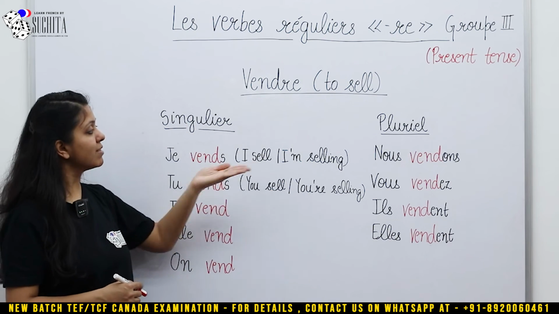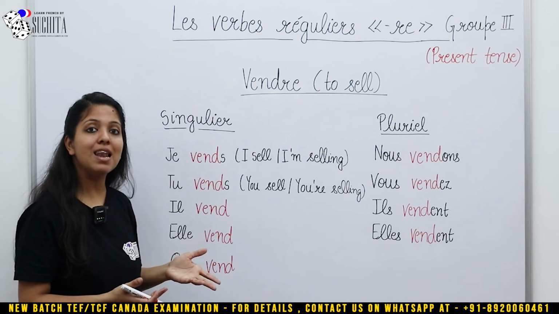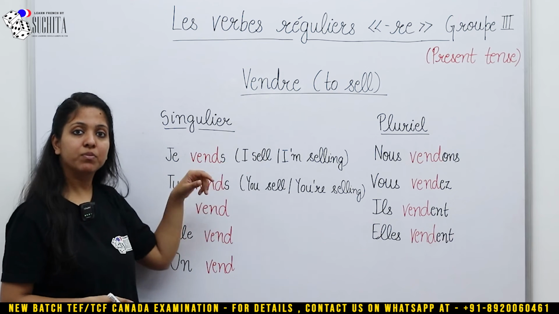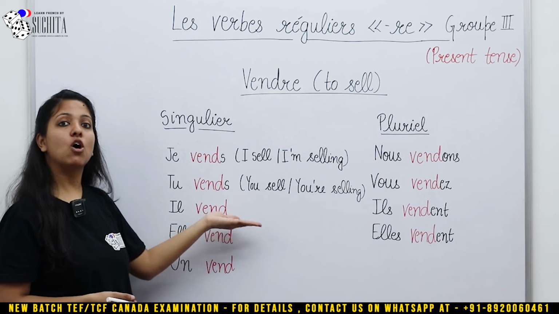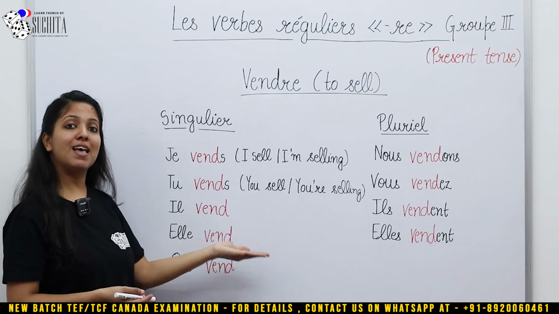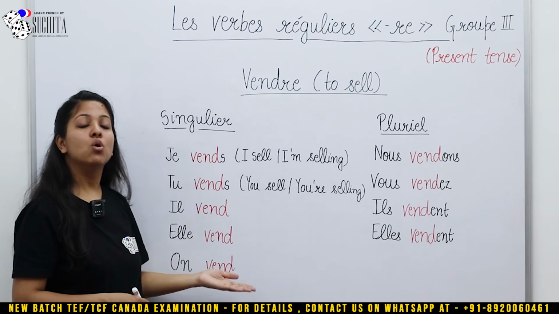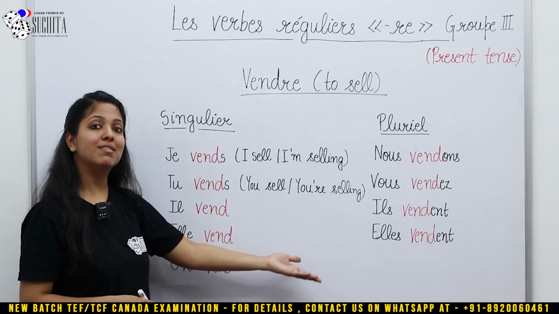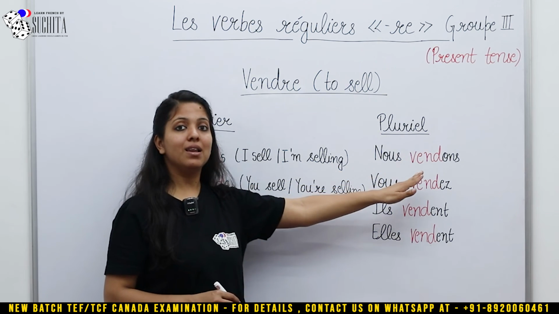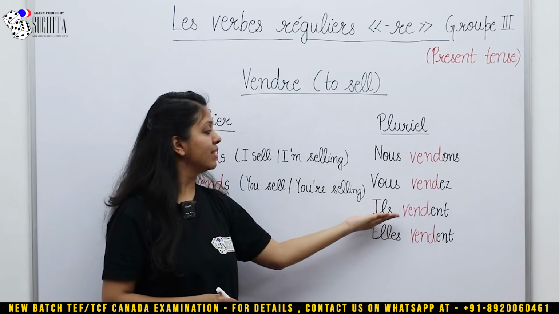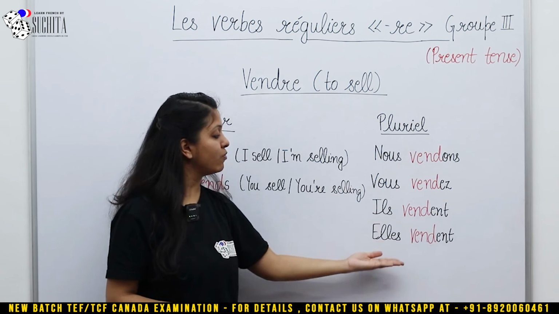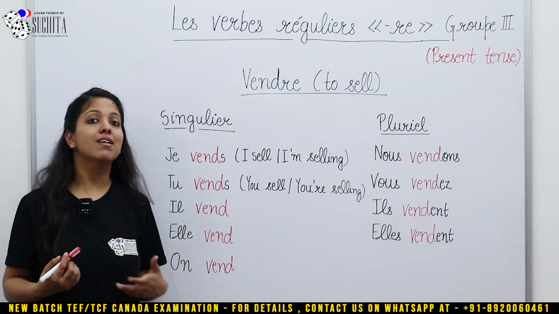And now the meanings in English. It would be I sell or I am selling. You sell or you are selling. He sells or he is selling. She sells or she is selling. One sells or one is selling. We sell or we are selling. You sell, you are selling. They sell, they are selling. And finally, they sell or they are selling.